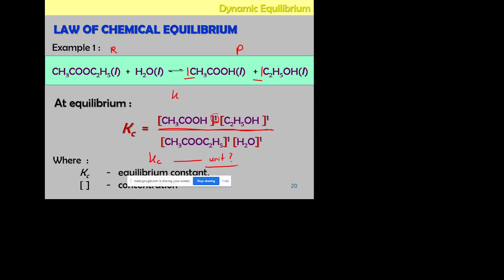Because, you look here. M to the power of 1 and M to the power of 1 over M to the power of 1 and M to the power of 1. You cancel it out, it will have no unit, because the units cancel each other out. So the unit of the equilibrium constant is purely based on the equation itself, and you have to find out. And it's not that hard. If you find it difficult, just use M instead of mole per dm cube.